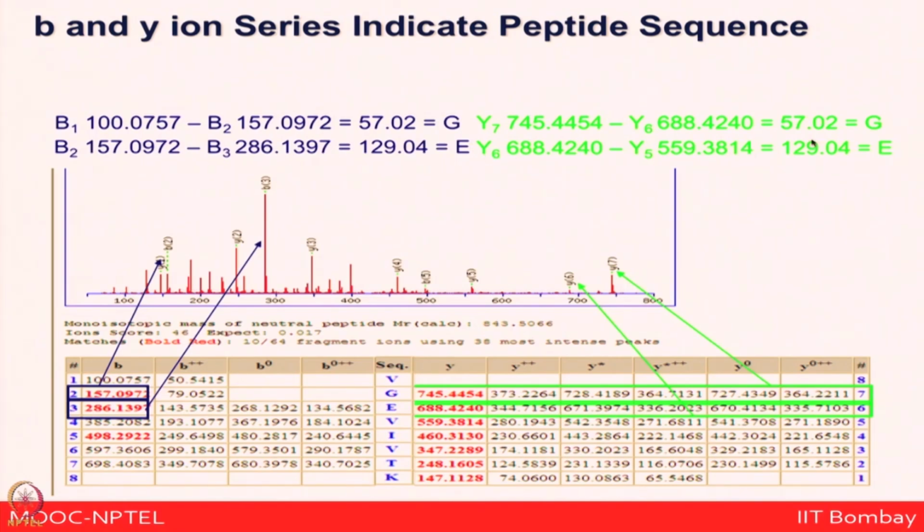Now, if you are looking from the y series, y7 minus y6 gives you exactly the same 57 difference. So, that confirms that from the N terminal or C terminal, when you are looking at y7 and y6 or the corresponding b1 and b2 ions, it gives you the same amino acid. Then you can go to the next amino acid, and y6 minus y5 also gives me the same difference. It means these amino acids are correct for this peptide sequence.